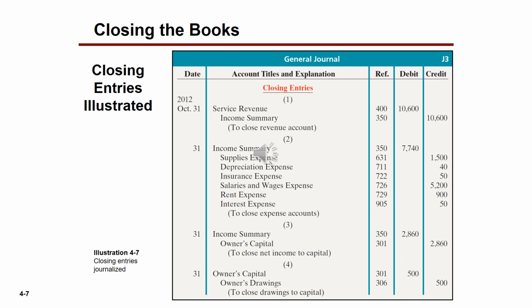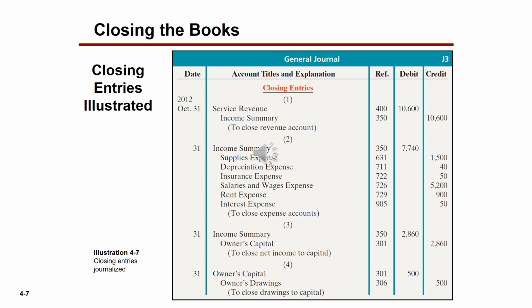So basically what you want to do, if you also remember from the debit and credit rules we've covered in chapter 2, is that expense accounts have a debit balance. So in order to close it, bring it down to zero, we're going to credit those expense accounts, right? So we're going to debit income summary and credit all of these individual expense accounts.